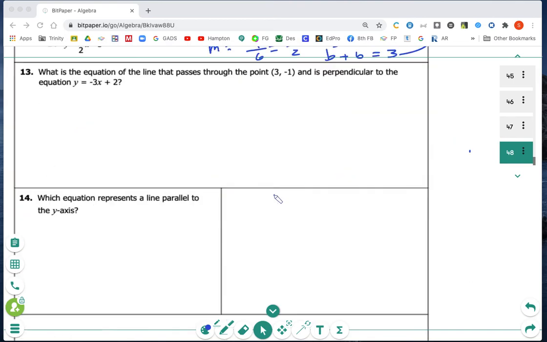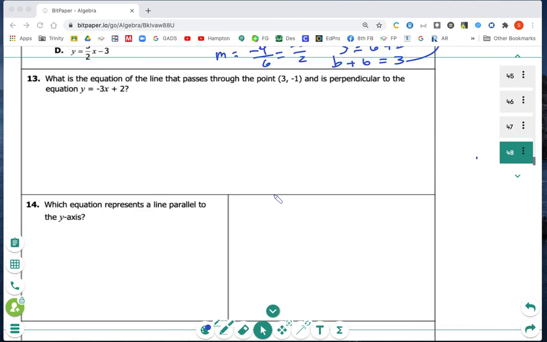What is the equation of the line that passes through (3, -1)? So I'm going to go ahead and do equation of the line. y is equal to mx plus b. m equals, b equals. To find my m, I'm going to use the equation they gave me: y equals negative 3x plus 2.